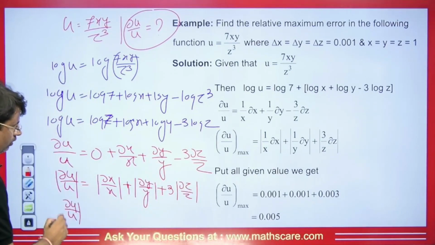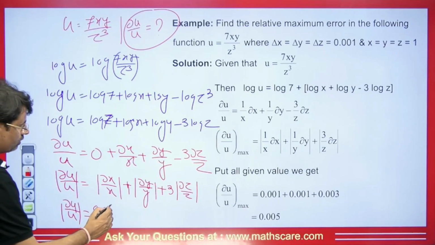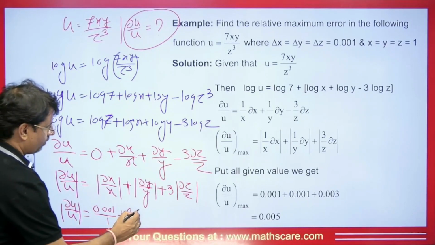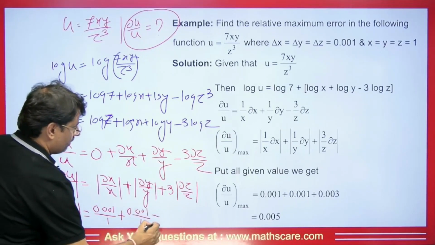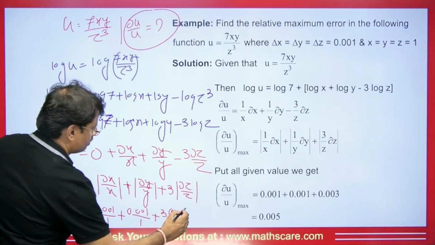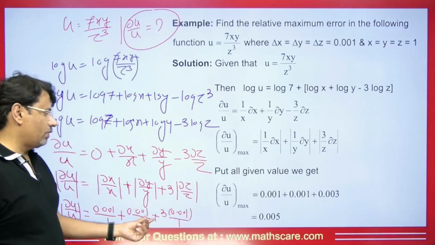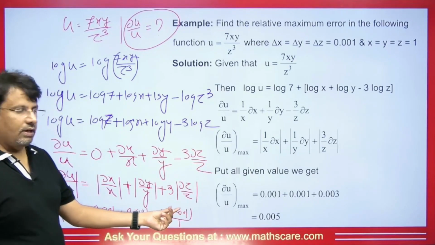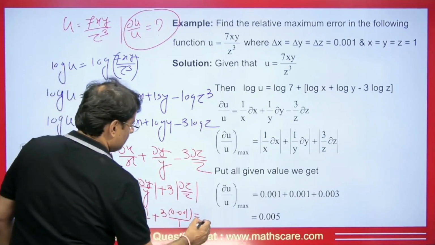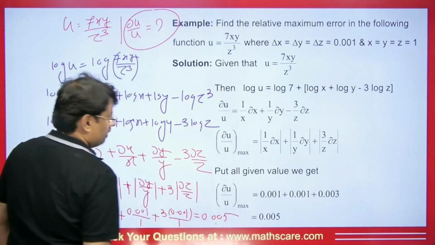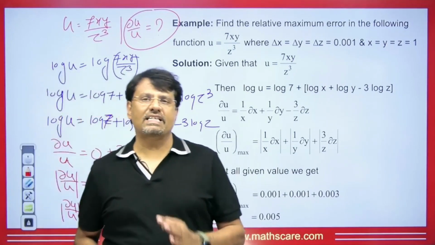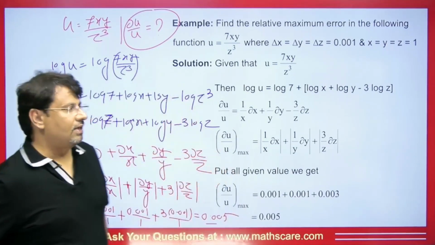So the modulus of del u upon u will be 0.001 upon 1 plus 0.001 upon 1 plus 3 into 0.001 upon 1. So you can see 0.001, 0.001 and 0.003 will come. So from here we have the value that will be 0.005. So this will be our maximum relative error. So this is how we do this question.